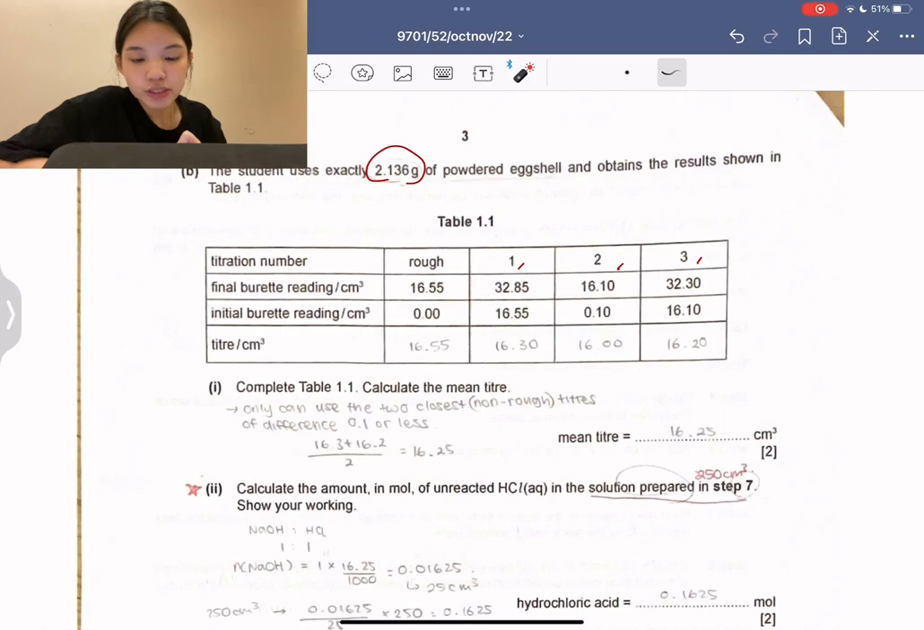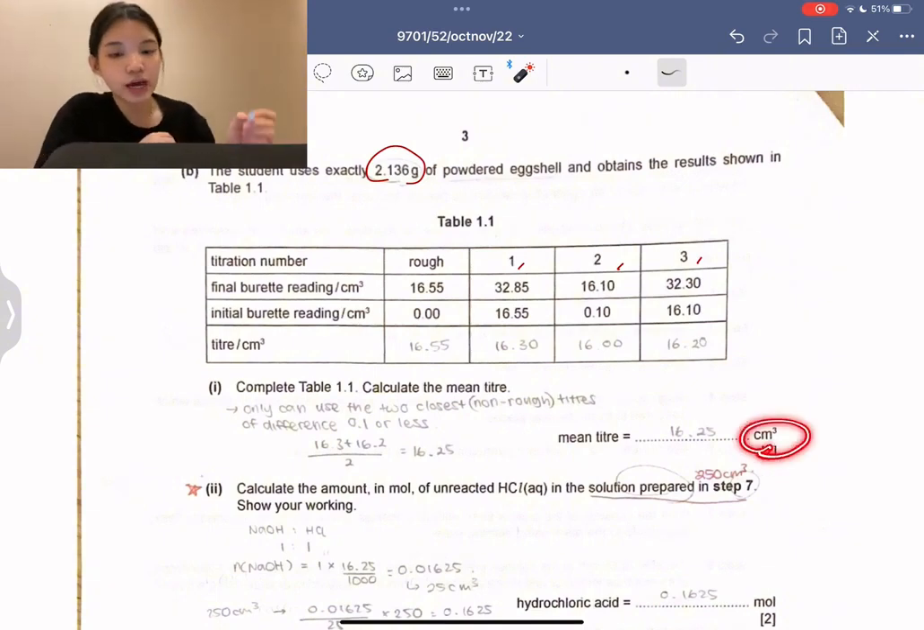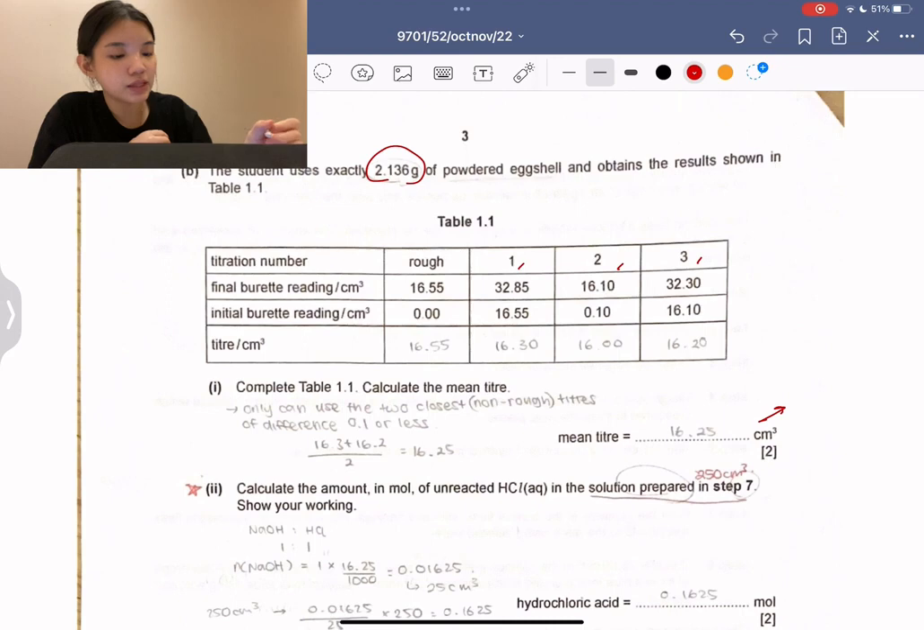Then for I, complete Table 1.1. I did so just now. Then calculate the mean titer. To calculate the mean titer, you can only use the 2 closest non-rough titers of difference 0.1 cm cube or less. So in this case, we would choose 16.30 and 16.20 only. Then you find the average of them. 16.3 plus 16.2 divided by 2 becomes 16.25 cm cube. And note that this is the mean titer of the solution that is in the burette, which is NaOH in this case.